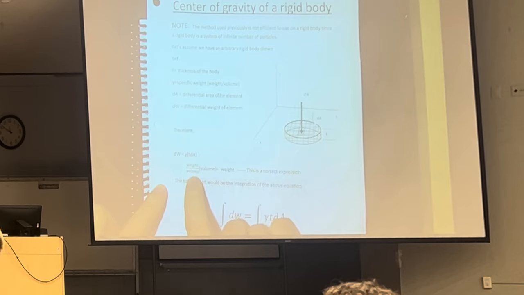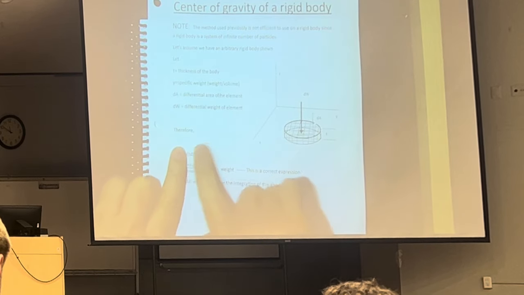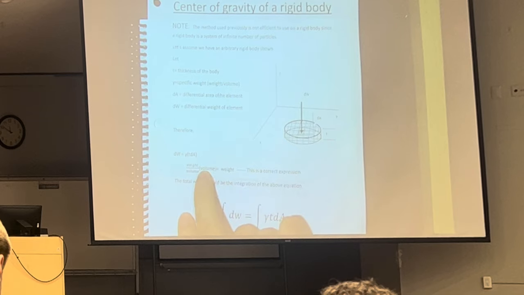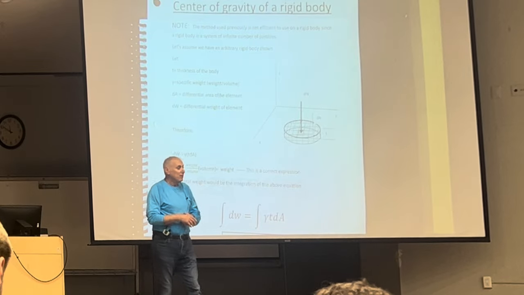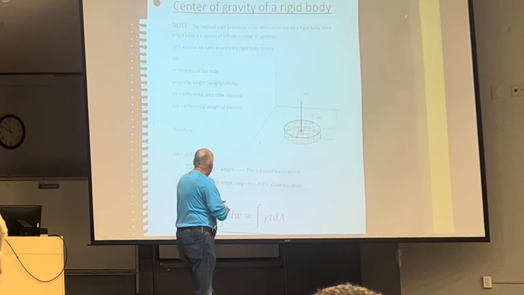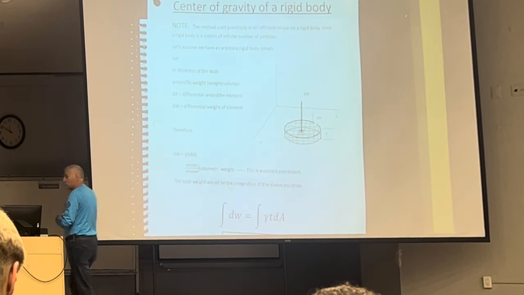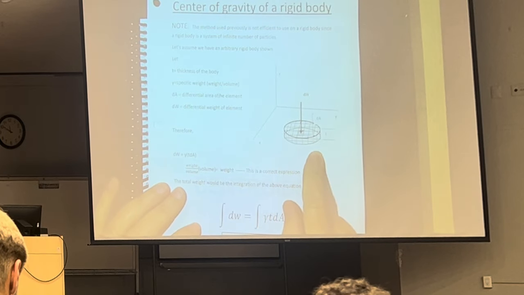Gamma is weight per volume. T dA, that's area times the distance. That's also volume. Volumes cancel, leaving me weight. That looks like a correct expression, because dW should equal weight. That's the differential weight of that small rectangle. Now, I need to sum all of these rectangles.